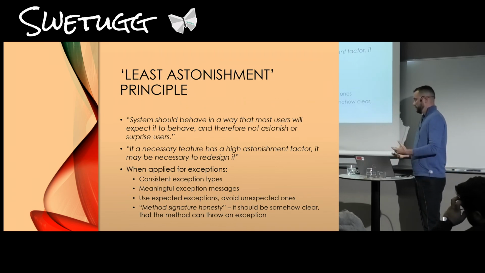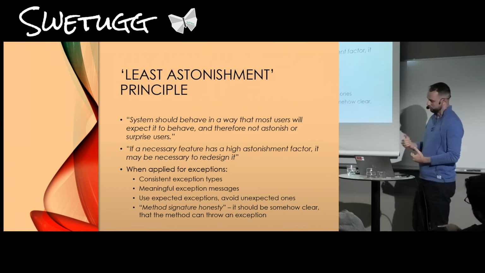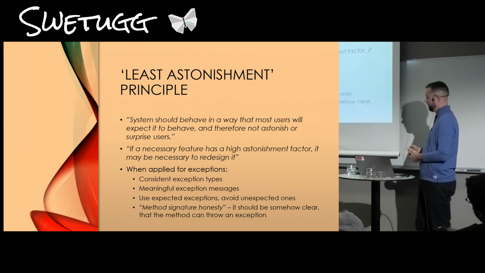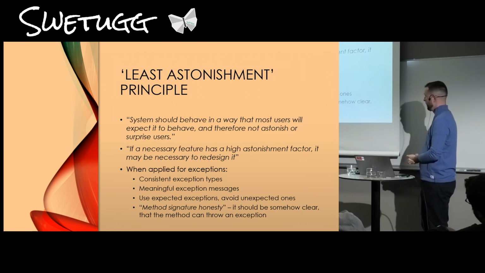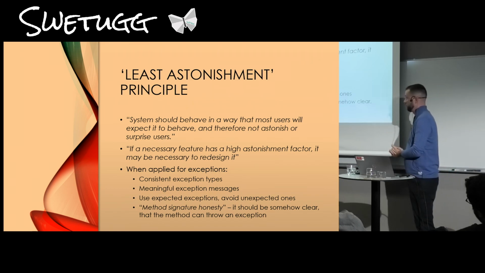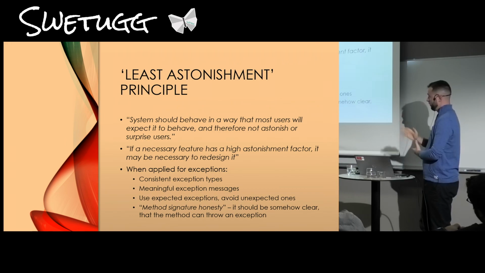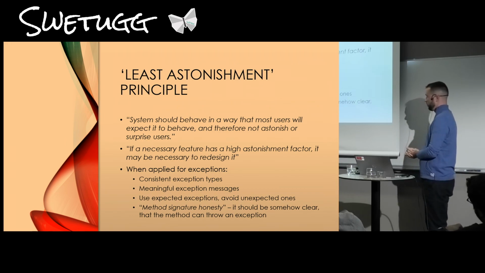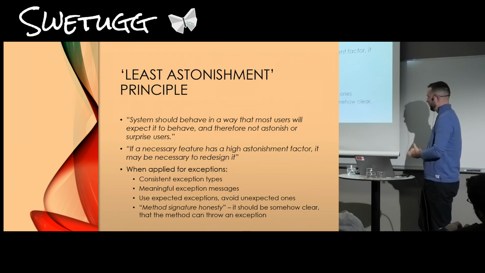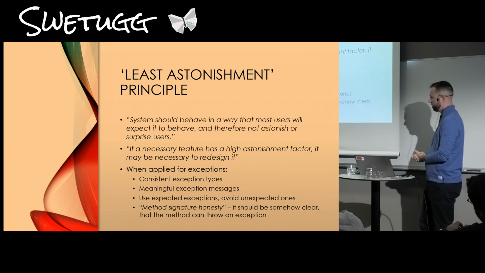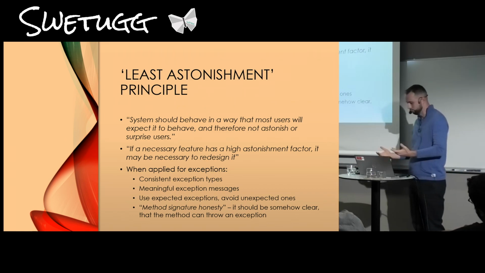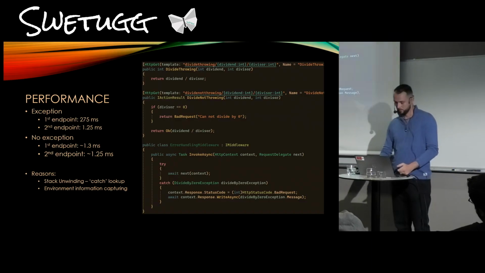So if there is something in your code that is, let's say, not obvious to other developers in your team, and they tell you at the code review, you should think about it and maybe redesign. And when applied to exceptions, as I already said, it's about this method signature honesty, and also about meaningful exception messages and consistent exception types. So if there is, for example, some invalid argument somewhere, you throw an argument out of range exception, for example, or invalid argument exception or something. You just don't throw an arbitrary exception that comes.